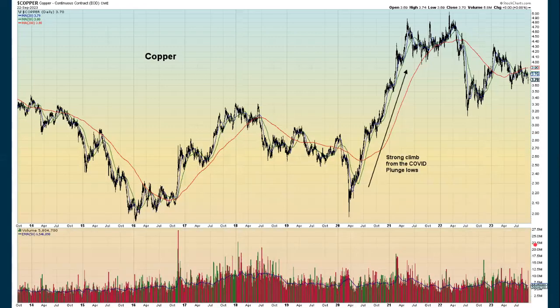We look at copper because this is used as a barometer for the economy. When copper's going up, the future tends to look brighter for the economy. When it's going down, things tend to look weaker. We've been chopping sideways quite a bit lately, but we are in a downtrend on the daily chart of copper.